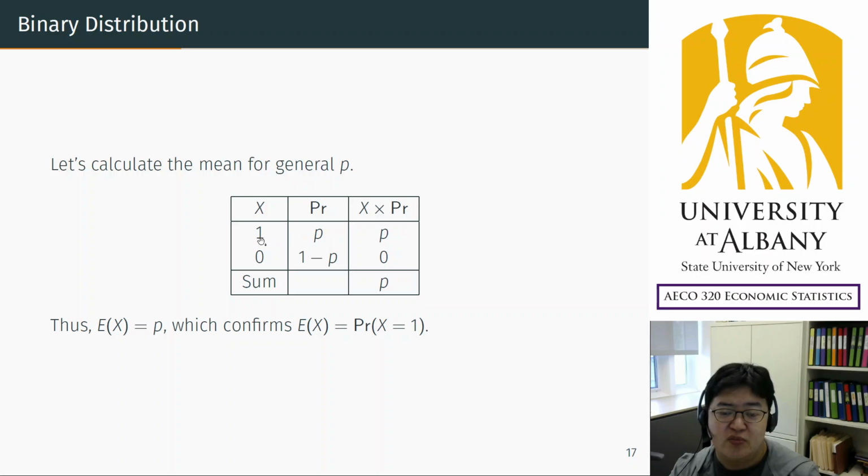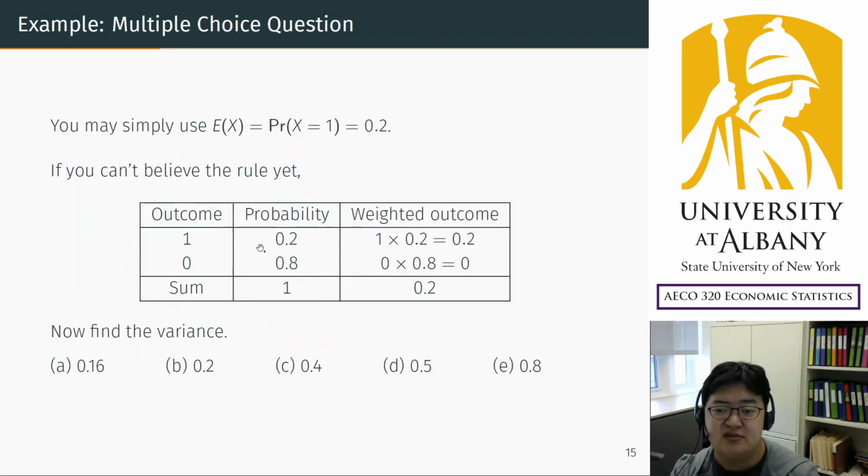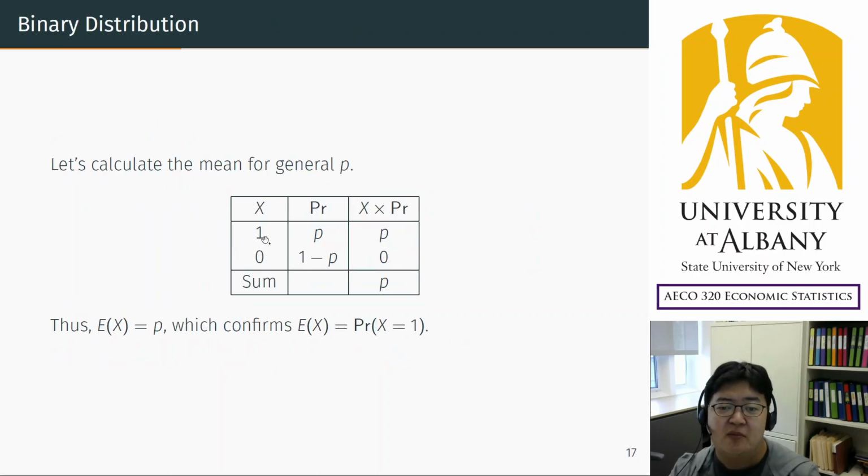As we did with these numbers, we are going to do the same thing. Multiply the outcome by its probability. 1 times P is P. 0 times 1 minus P is 0. Sum them, that is P. So this is how we prove the equivalence of the mean and the success probability. Right? So it is just confirmation of what we did.